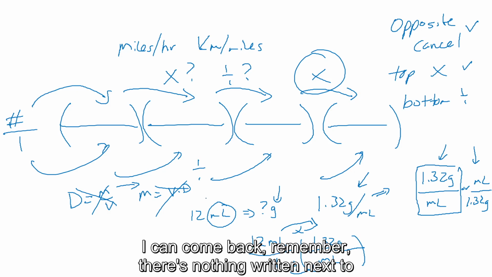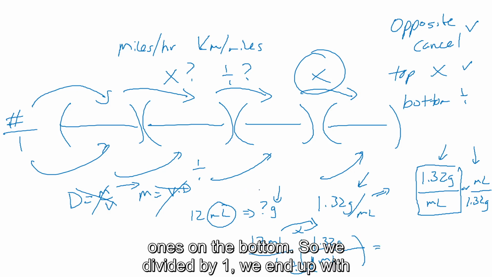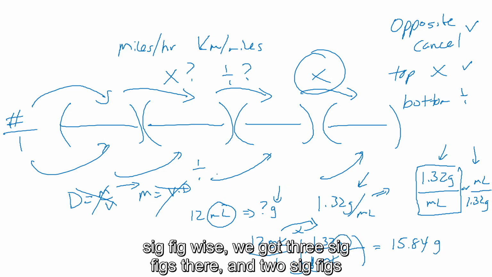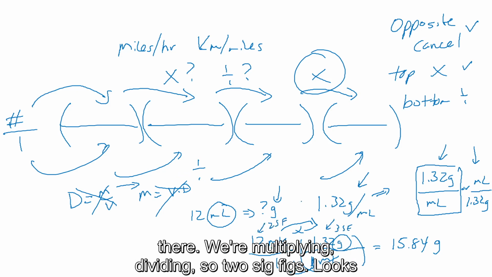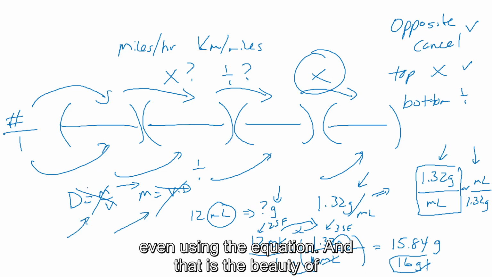Remember, if there's nothing written next to the unit, it's assumed to be 1. So we basically just got ones on the bottom. If we divide by 1, we end up with 15.84 milliliters on top. Canceled, leaves me grams. And obviously sig fig wise, we got 3 sig figs there and 2 sig figs there. We're multiplying, dividing, so 2 sig figs looks like 16 grams. Feel like I just rearranged that equation without even using the equation.